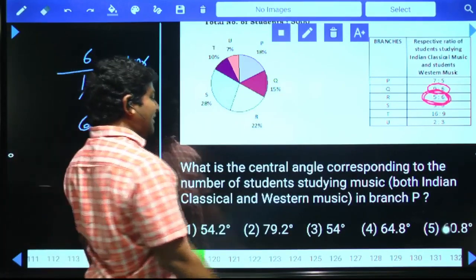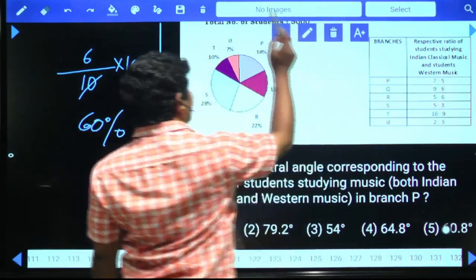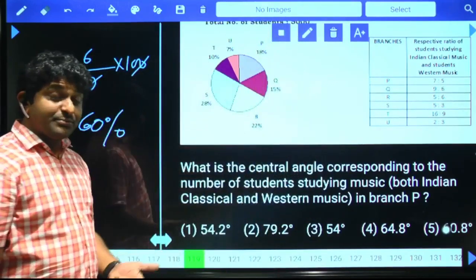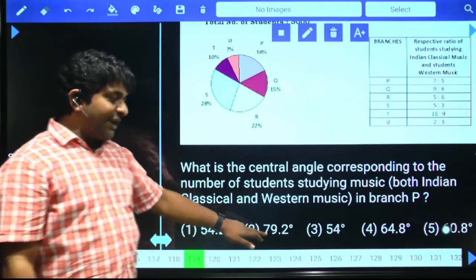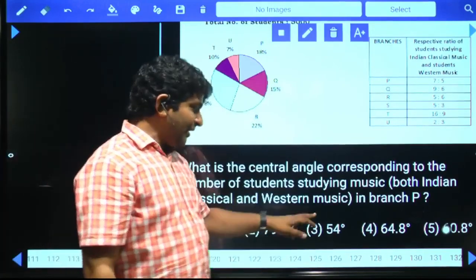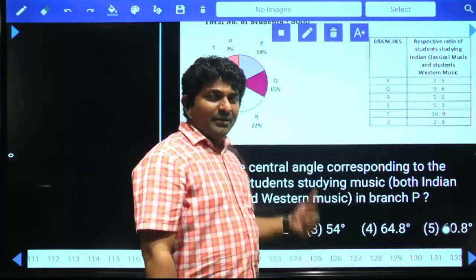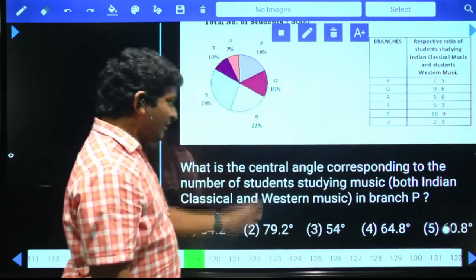Next. What is the central angle? Stop. Whenever your question is about central angle, we will verify which multiple? 9 multiple. Is your first option a 9 multiple? No. Second, a 9 multiple? Yes, maybe your answer. Third, yes, 9 multiple. Multiple options are there. We have to calculate. Now let's see.